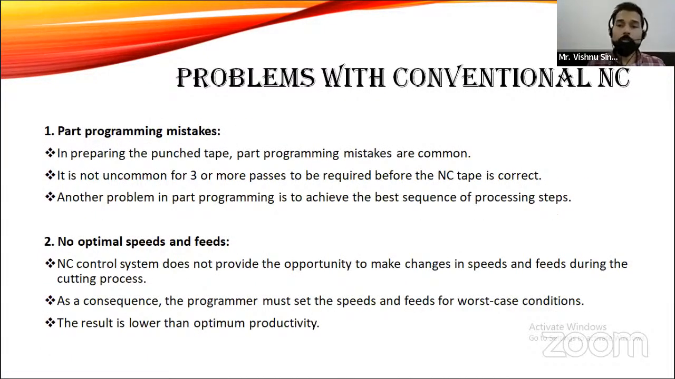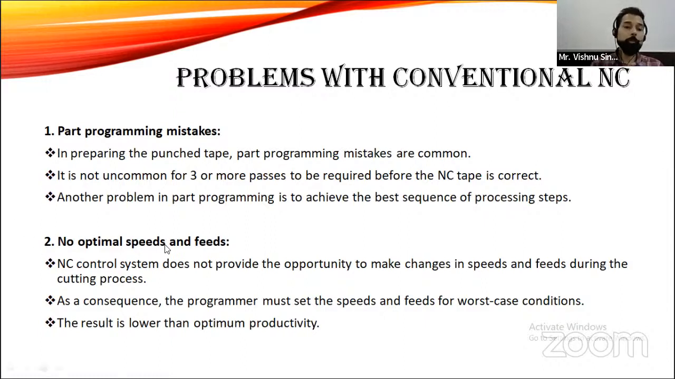Then what are the problems with conventional NC machines? Firstly, it is the part programming mistakes. When NC machines came into existence, earlier on, we used to punch the instructions on punch tape. But the problem with the punch tape was, if any fault occurred, we had to make a new punch tape, because there was no possibility of modifying it. So that was another problem with NC machines.